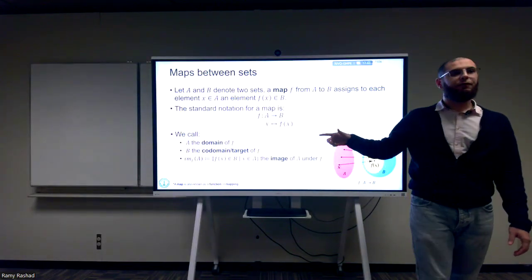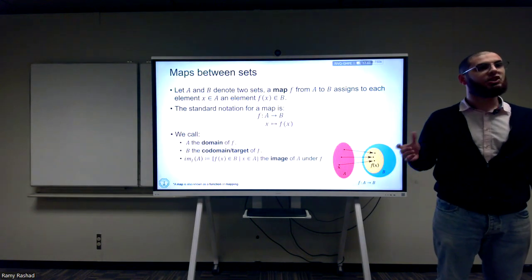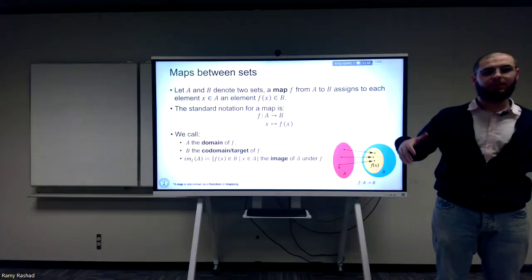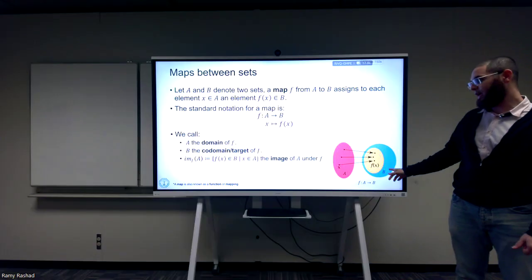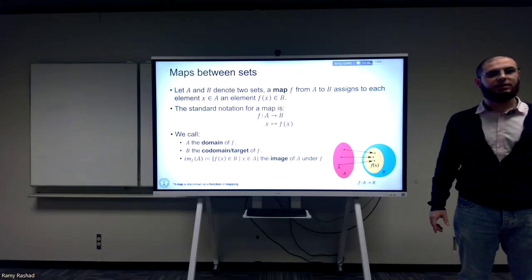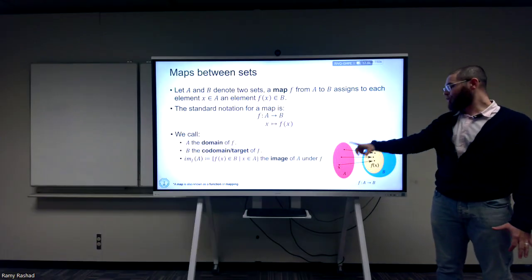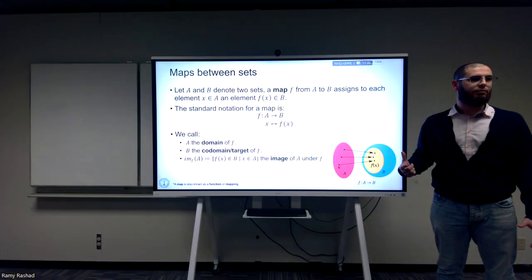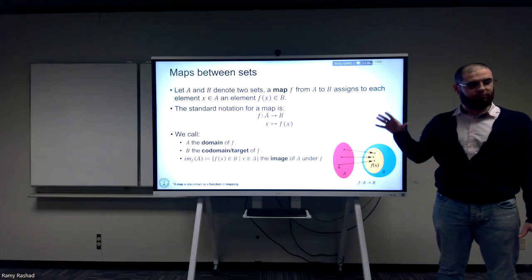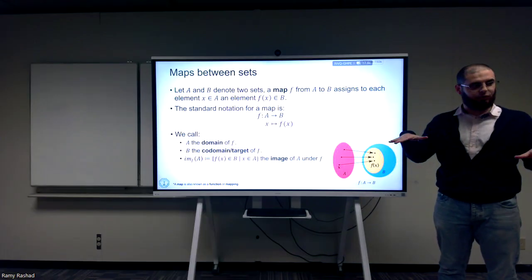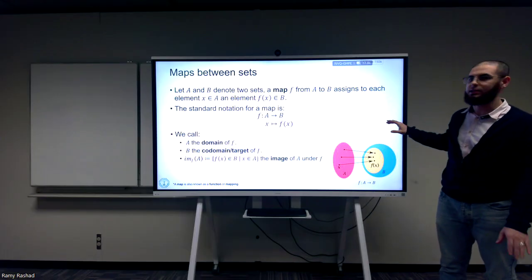What is the image of A under F? Is it a subset of A or a subset of B? It's a subset of B. So it is the part here that you reach with the map. And I'll give you an example to clarify things a little bit. So this is just notation at the moment, abstract notation. Things will become clearer with some examples. Inshallah, we're going to have a lot of examples that will clarify these abstract concepts.